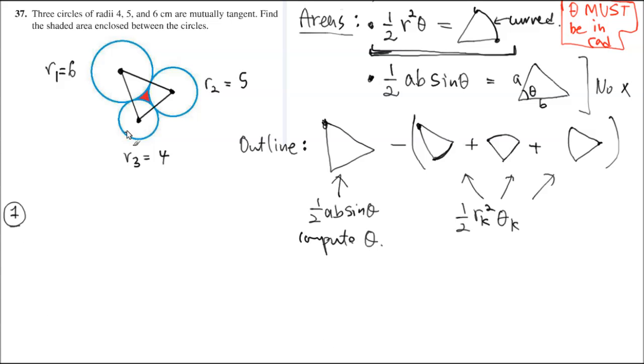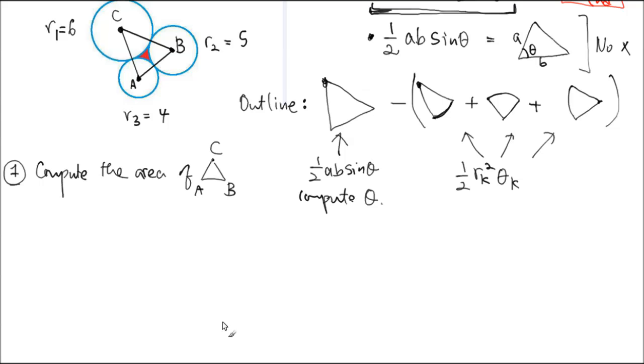So number one, I'm going to call the vertices ABC and compute the area of triangle ABC. That's the first task. Numerically, right? This is already not straightforward. We don't know any of those angles, correct? So that's our first exercise.